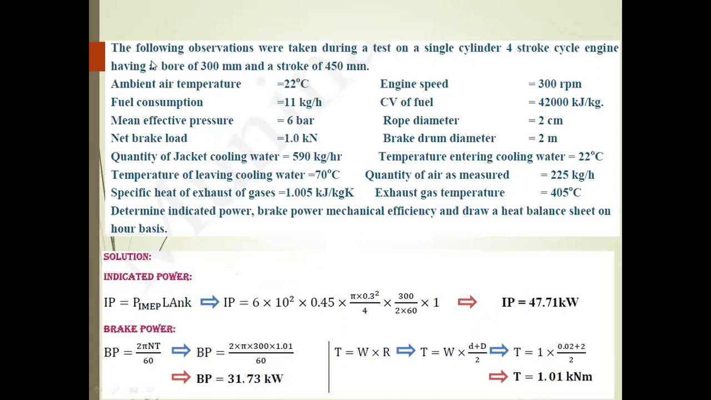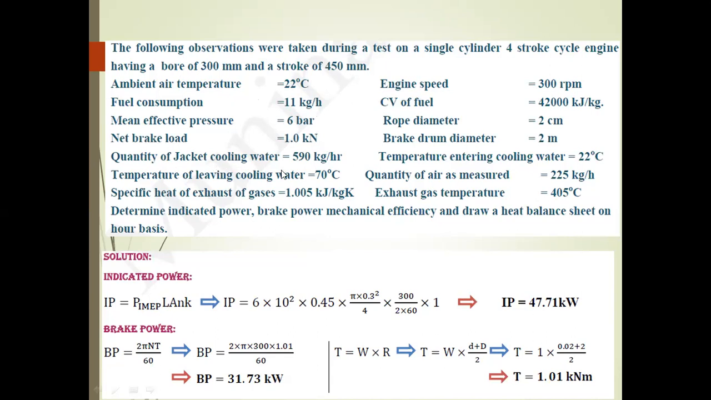So come to the next problem. The next problem is solved with the help of the heat balance chart. The following observations were taken during a test on a single cylinder 4-stroke cycle engine having a bore of 300 mm and a stroke of 450 mm. Here the ambient temperature is 22 degrees Celsius. The fuel consumption is 11 kg per hour. The mean effective pressure is 6 bar. The net brake load is 1.0 kilonewton.